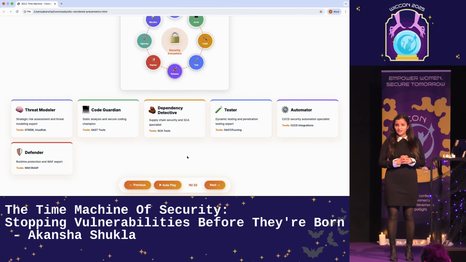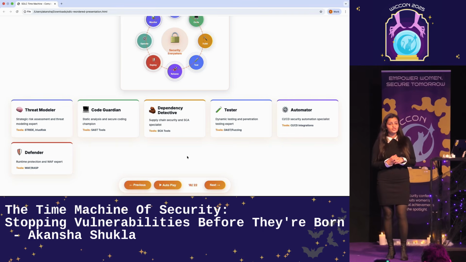Then we have a pen tester. I think we might have some pen testers here. Pen testers, I would say, are the heart of the entire life cycle, because they actually create the environment, the essence of having an attack or getting exploited. So these are the testers. Then we have the CI/CD security automation specialist, who makes it happen by automating everything. As I showed you, like how Jenkins gets integrated, then other tools. So this is how the automation takes place. And the last is the Defender, so runtime protection, WAF.